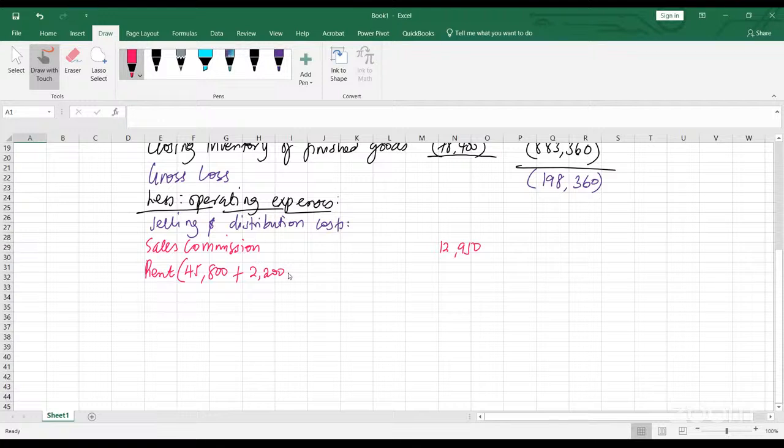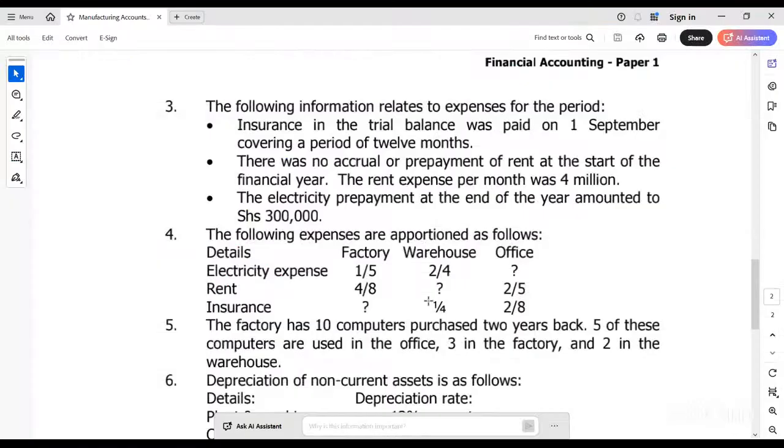I told you that before you apportion, you have to first make the adjustments. The accrued rent was 2,200. Then we have to apportion this. What portion do we take to the warehouse, that is selling and distribution? For rent, you see there is a question mark, so it's for you to find out the missing fraction. When you add all these fractions, they should give you 1. So what is the missing fraction under warehouse?